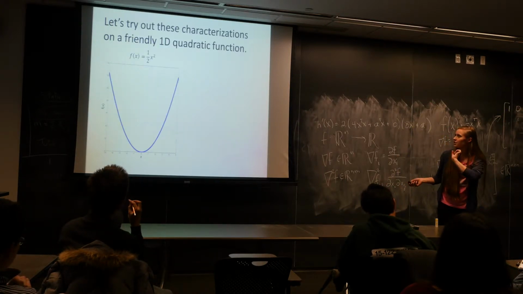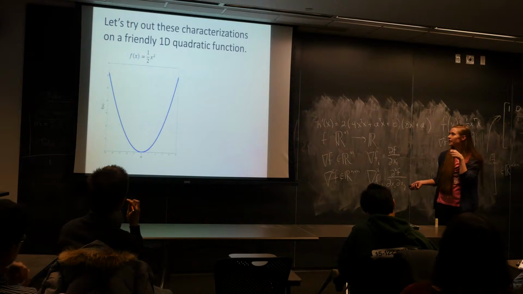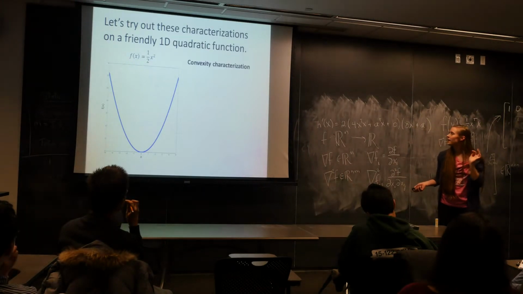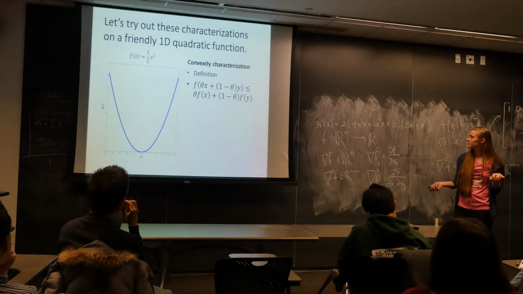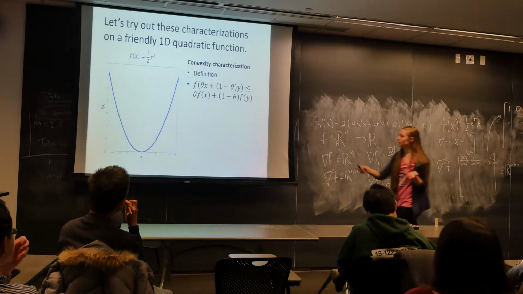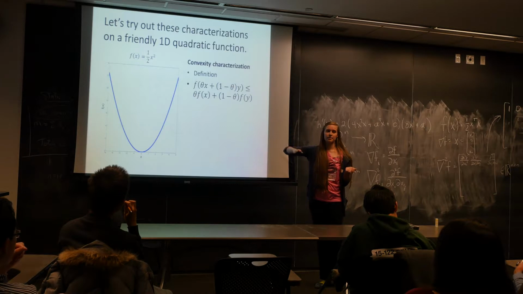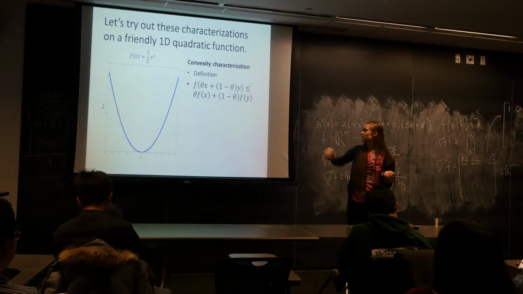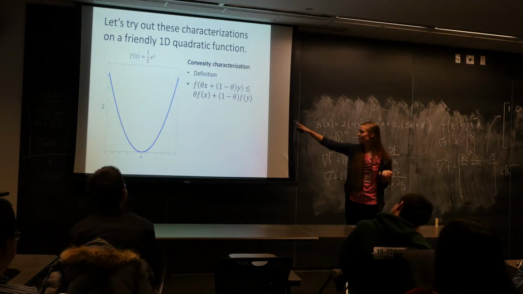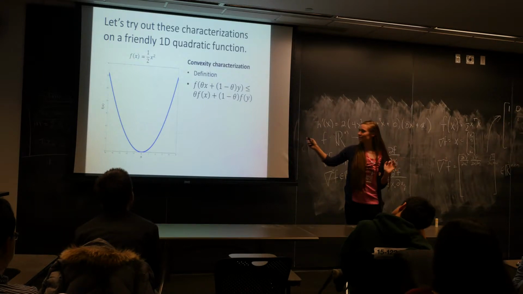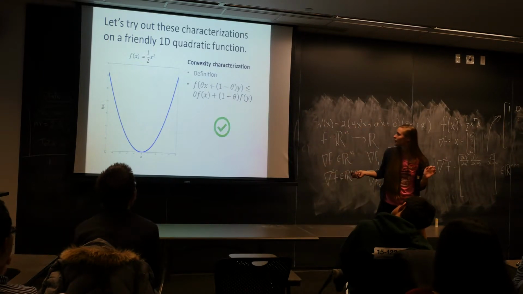So we're going to go back to the function that we looked at before. Here it's just one-dimensional. So if we were to look at the definition, which is basically you're looking at all pairs of points to check if the line segment that connects them lies above the function there, you can see that here, this general bowl shape, that's going to hold.